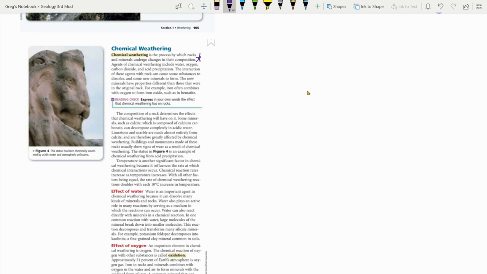For example, iron often combines with oxygen to form iron oxide, such as hematite. Iron oxide is a form of rust. Hematite is an orange material. Okay?